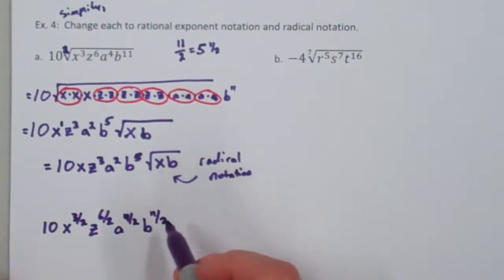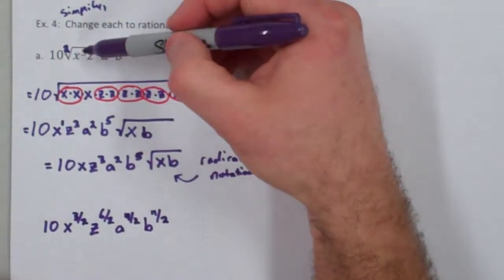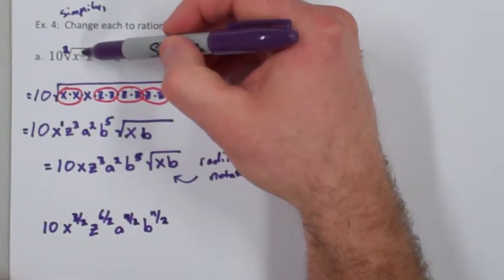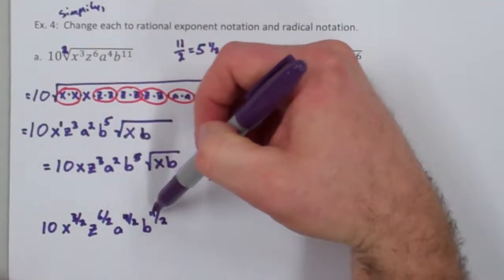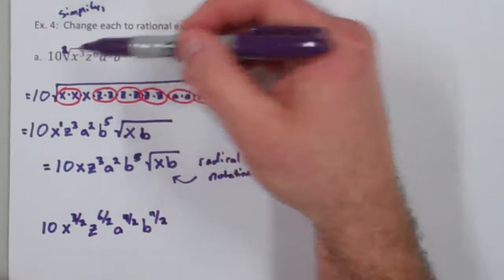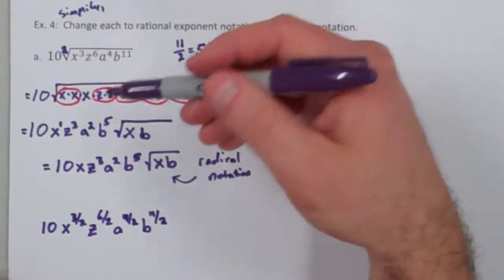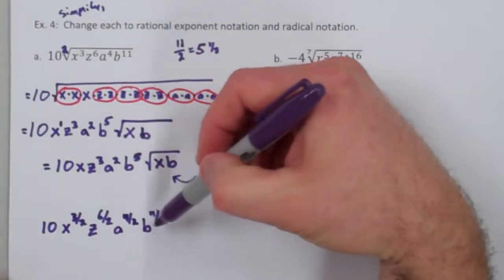Yes, that's right, 11 over 2 power. So if you take a look at our original expression here, the 3, the 6, the 4, and the 11 stay in the numerator position, and the 2 here, what's out on the shelf, or the radical, the root, that's going to be in the denominator.